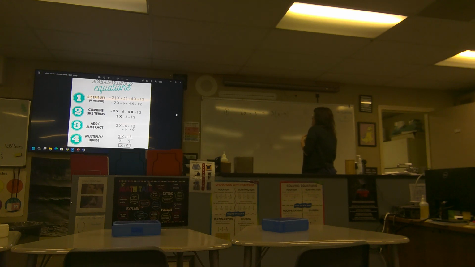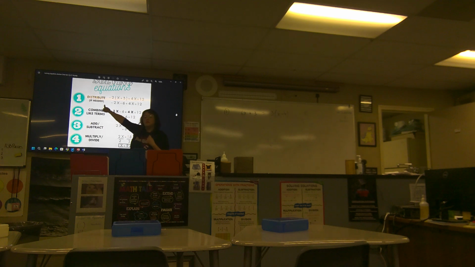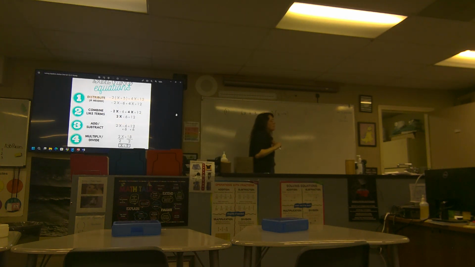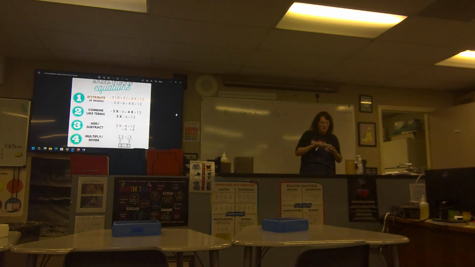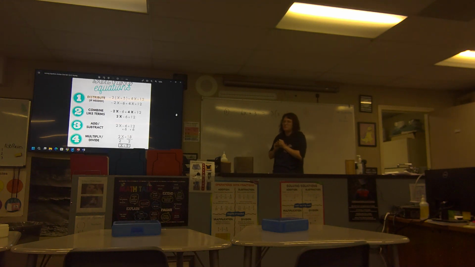So what do we do? First step, if needed, we have to distribute, right? And if you forget, reference your notes, okay? Reference the first step of multi-step equations. When would we have to distribute? What would be the circumstance that we would have to distribute? Rena? Exactly, yes, if there's parentheses, okay?